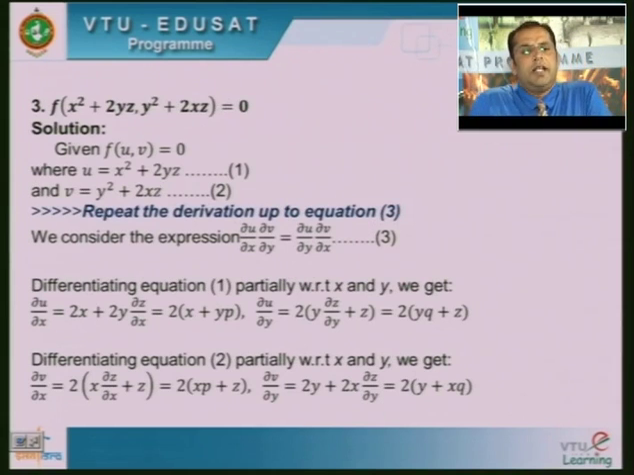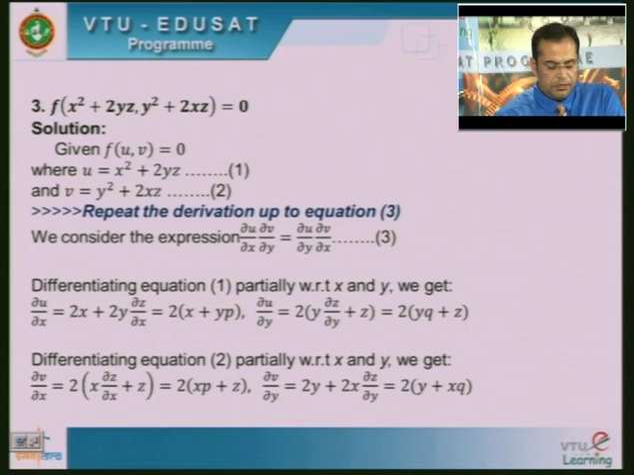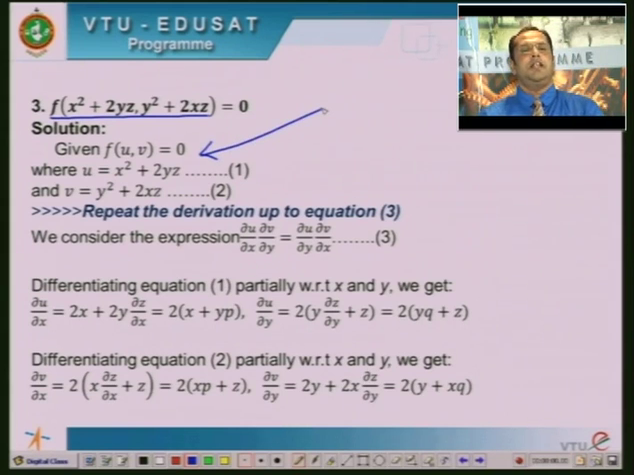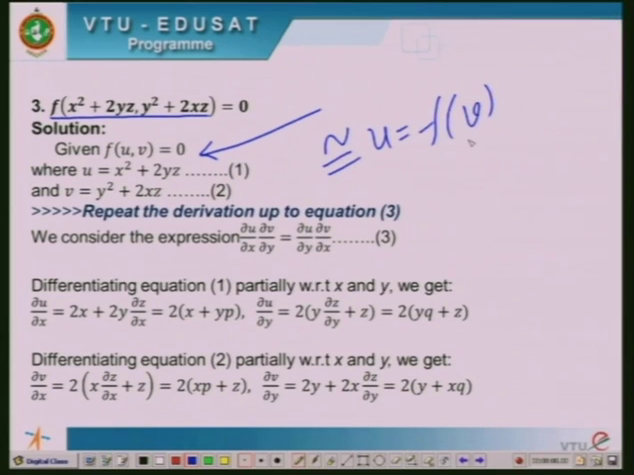Let us move on to the next example. Form the PDE by eliminating the function f from the relation f of x square plus 2yz comma y square plus 2xz equal to 0. Again, this relation is in the form f of u comma v equal to 0. Let me remind you, you can also write it as u equal to f of v, because it is equivalent, the answer should be one and the same. u is x square plus 2yz, v is y square plus 2xz.